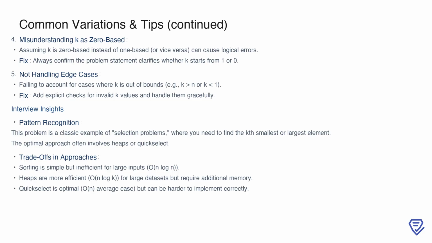Now, from an interview perspective, this problem is an excellent example of a selection problem where the goal is to find the kth smallest or largest element. Recognizing this pattern can help you identify optimal approaches, such as using heaps or the quick select algorithm. Keep in mind the trade-offs between different methods. Sorting is simple but inefficient for large inputs, heaps are more memory-intensive but faster for larger datasets, and quick select is the most efficient in the average case but can be tricky to implement correctly.